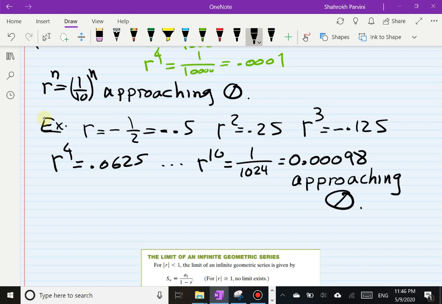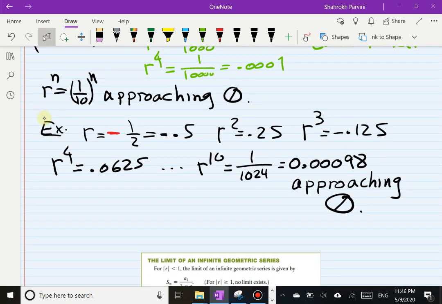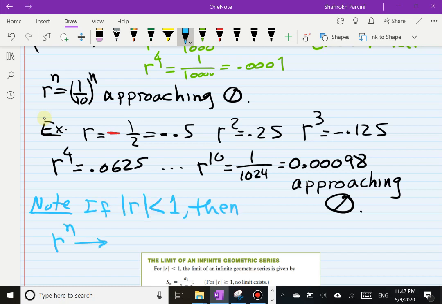So this is going to happen any time the absolute value of the common ratio is less than 1. Again, absolute value because r could be negative. But we just showed that in the case of positive or negative, it doesn't matter. It's either positive getting close to 0, or a negative fraction getting close to 0 from the other side of 0. So we can generalize this. Therefore, we can say the following. Note: if the absolute value of r is less than 1, then r to the n approaches 0. The arrow here means approaches.